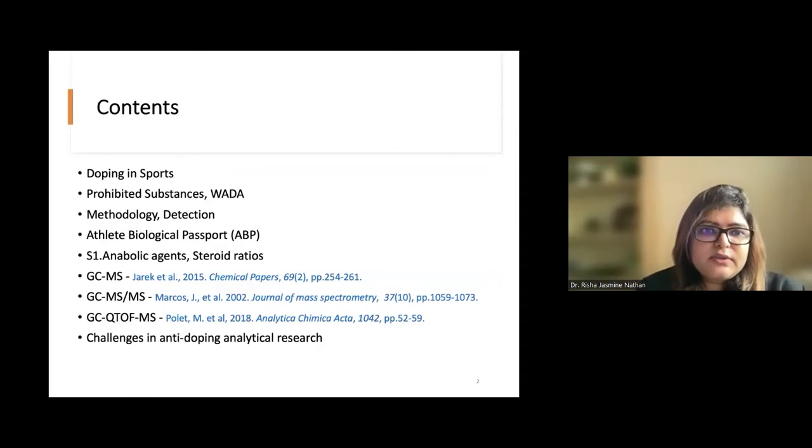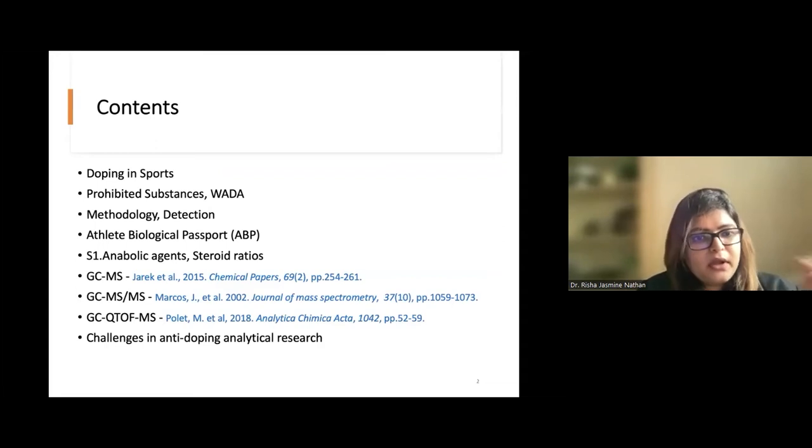The contents of this presentation will be divided into several topics, and I have listed them here. We'll start with a quick recap of what doping is about in sports, the prohibited substances, the list that is given by WADA, the methodology for the detection of some of the drugs, and what the athlete biological passport is. Then I will be focusing on one of the many categories of anti-doping: the anabolic agents, or the steroids, that are banned in sports.